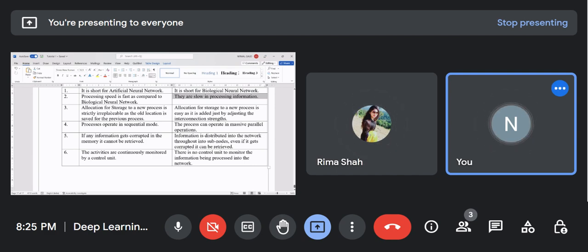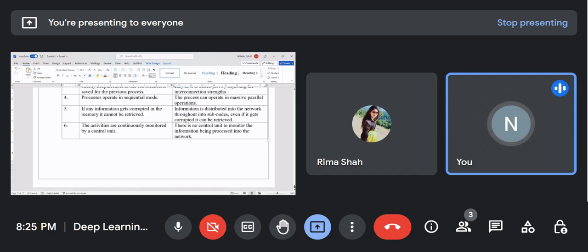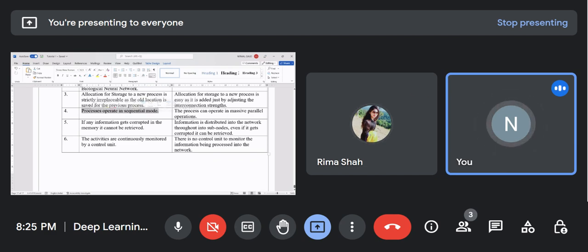Storage to the new process is something complicated here, but it's easy here. So processes operate in sequential mode here. In case of ANN, it's sequential in nature, but the processes which operate in your biological neural network are parallel in nature. It's parallel processing, so it follows parallel processing.